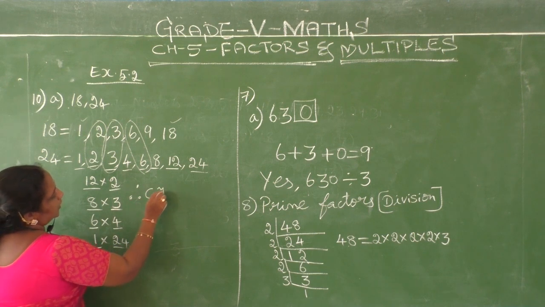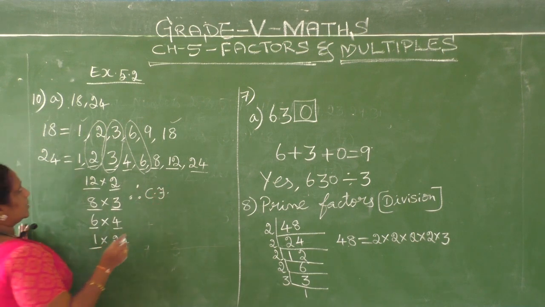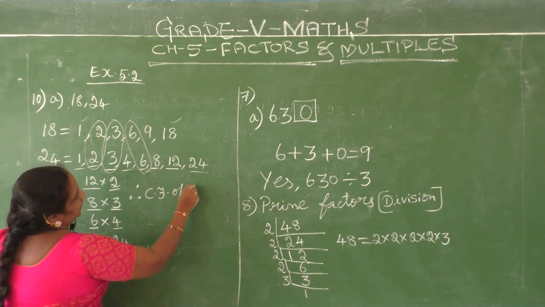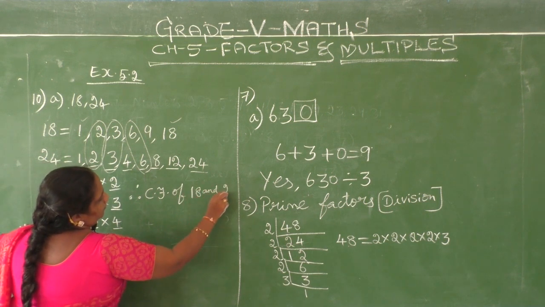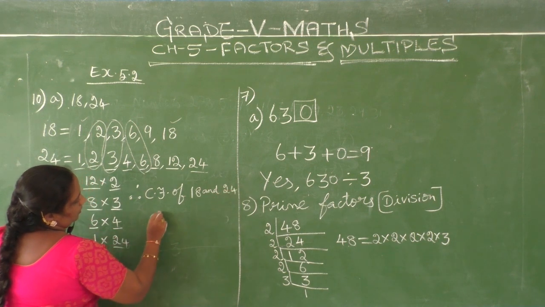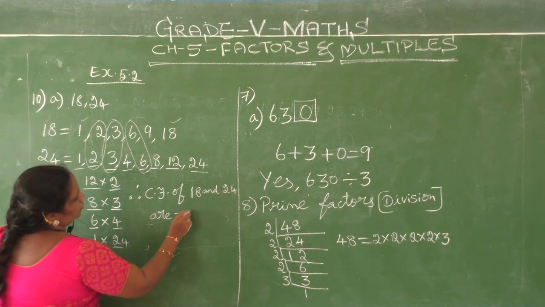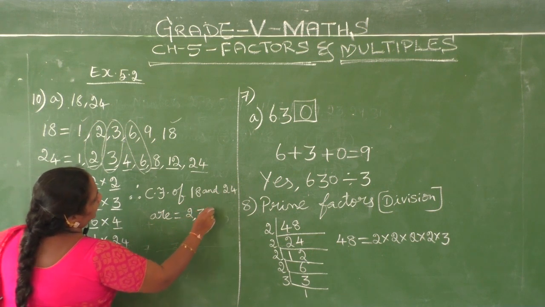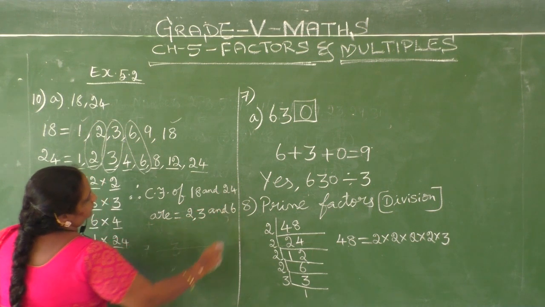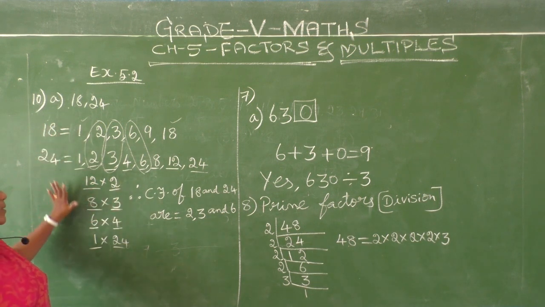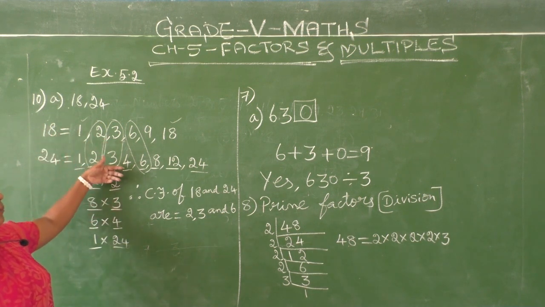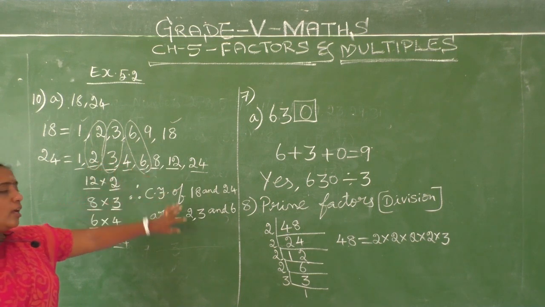So therefore I am using the short form. CF means common factors. Common factors of 18 and 24 are, what are the common factors? 2, 3 and 6. So likewise you have to find out the common factors. First you have to find all the factors of the numbers separately. Then you can compare the factors and find out the common factors.